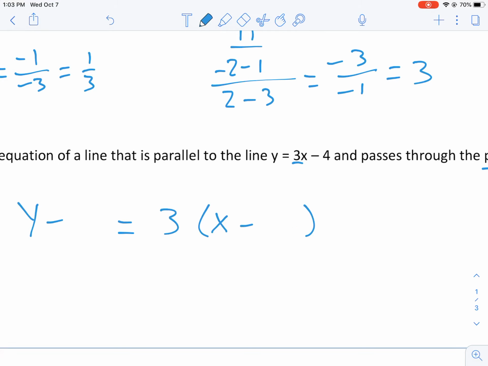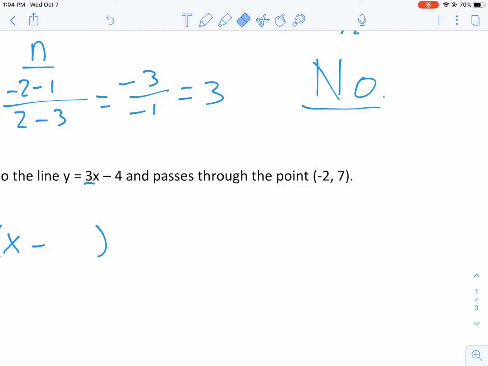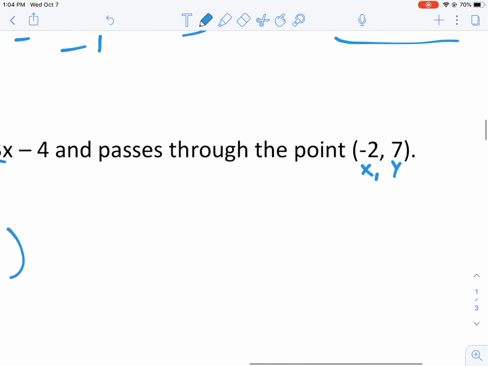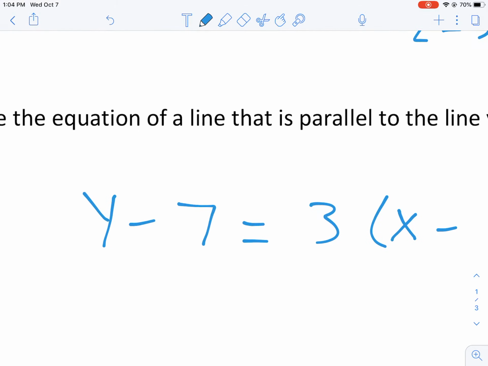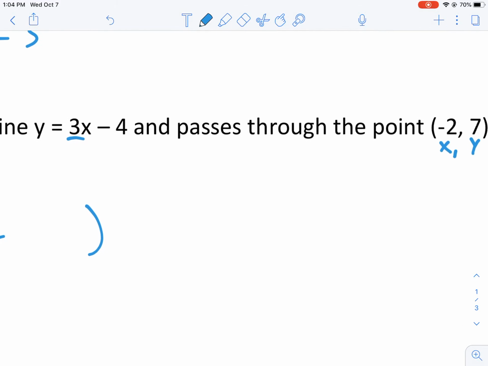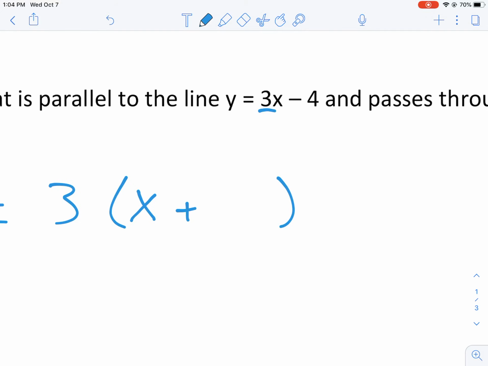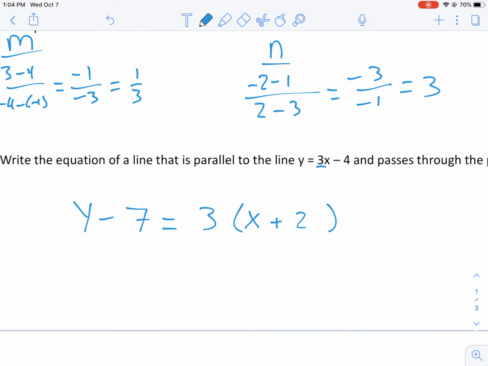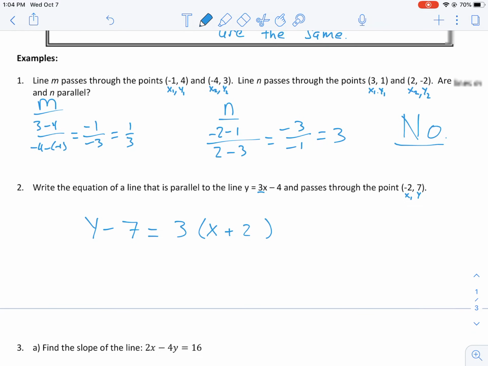And then we want to plug in our point. So our point is (-2, 7). So there's our x value, there's our y value. Our y value is 7, so we're going to have y minus 7. Our x value is -2, so this is going to turn into x plus 2, okay? And we're done. That's our equation, okay? So if you know point-slope form, you can do these problems pretty easily.